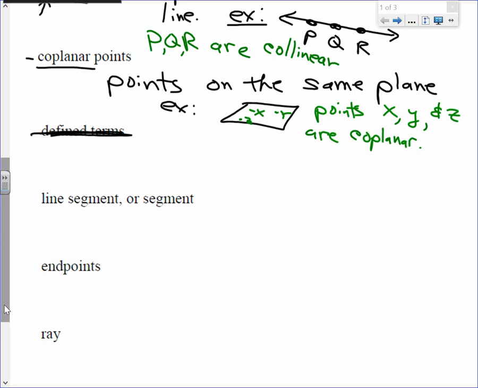So line segment or segment, going to put C other side.